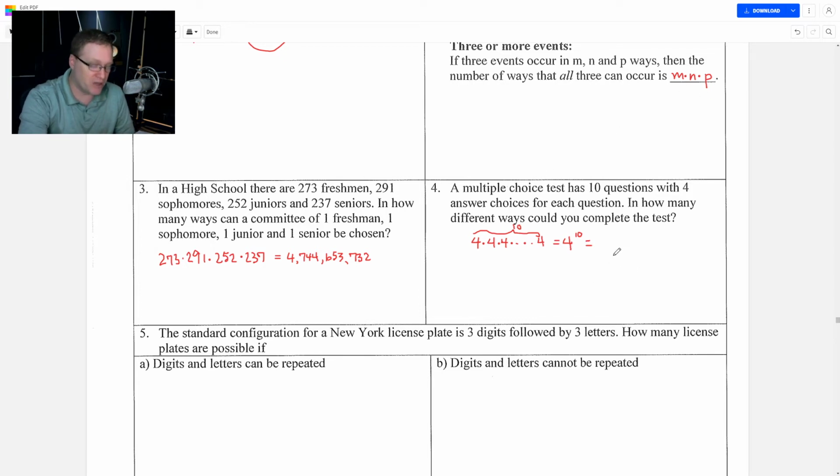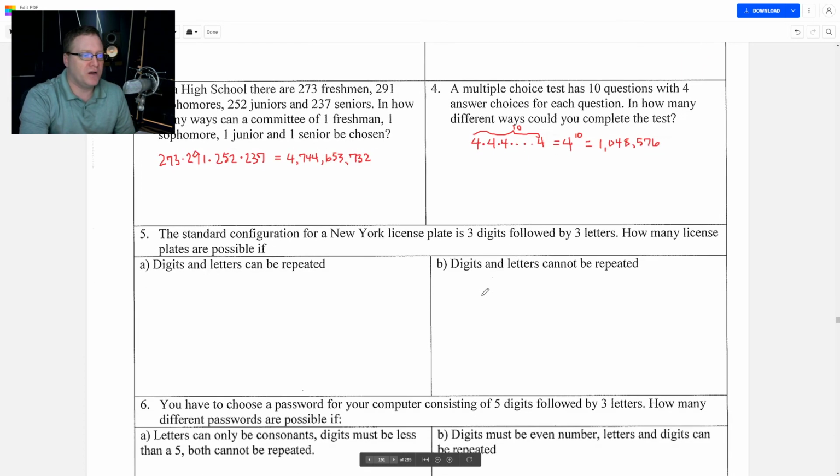And if you put that into a calculator, you'll see that that's 1,048,576. All right? So that's the number of ways that you can complete a test that has 10 questions and 4 answer choices for each question. All right, next.